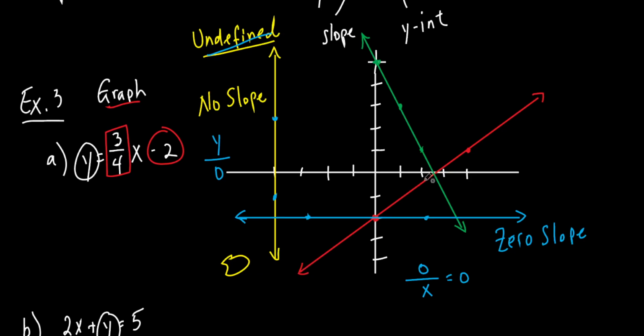So again, if you're going up from left to right, it's a positive slope. If you're going down from left to right, it's a negative slope. This is 0, that's no slope.